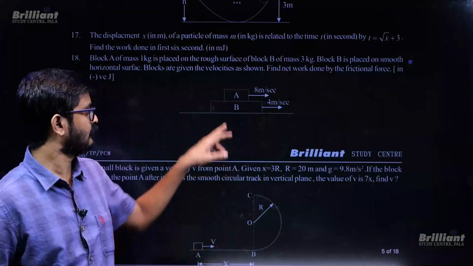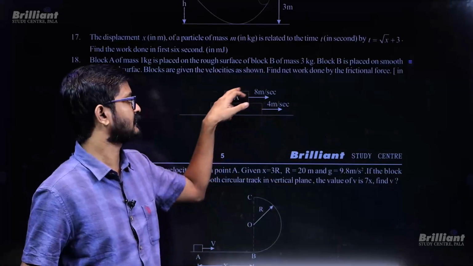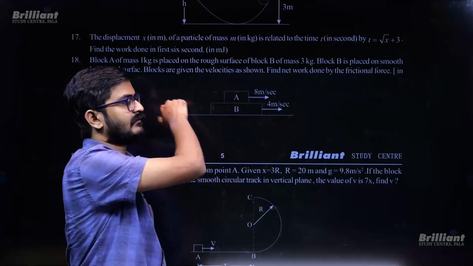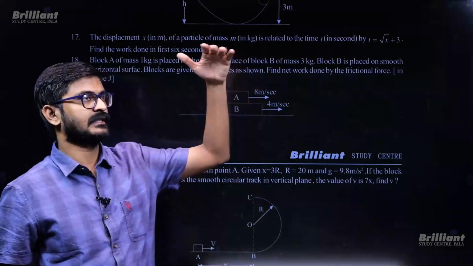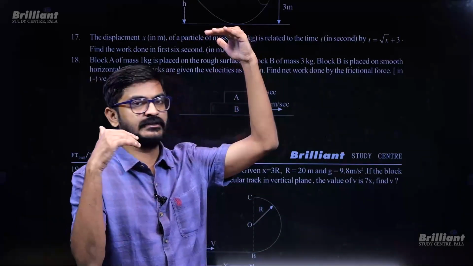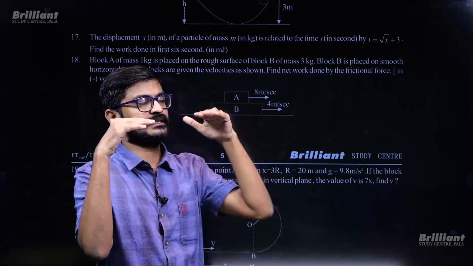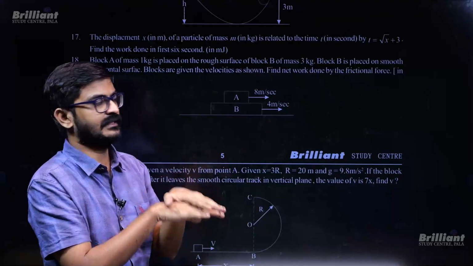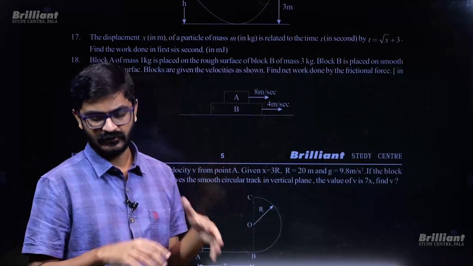In the next case, there are 2 blocks like this. Now first one is obviously going with more speed, second one is going with less speed. On the first block, the friction will try to pull it backwards. On the second block, friction will try to push it forward. So A's speed is 8, B's speed is 4. Now friction will try to reduce the speed and increase the speed. Once they reach common velocity, friction will disappear. After that there won't be work done by friction. So they will be achieving common velocity.